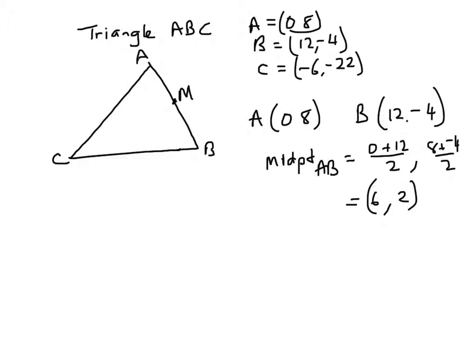Midpoint. I could find the gradients of the lines. So the gradient of AB is going to be y2 minus y1, negative 4 minus 8, over x2 minus x1, which is 12 minus 0, equals negative 12 over 12. So the gradient of AB is negative 1. It's another property of it. And you can go ahead and find the gradients of all the lines. Are any of them perpendicular or parallel?